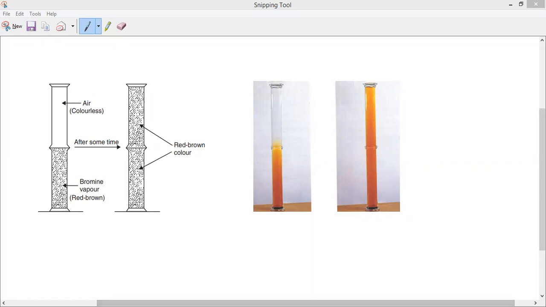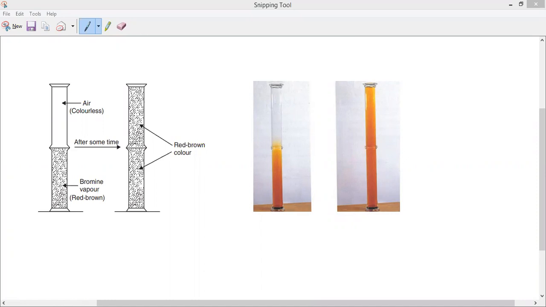The diffusion will take place till a uniform mixture is formed. Is it clear, everybody?